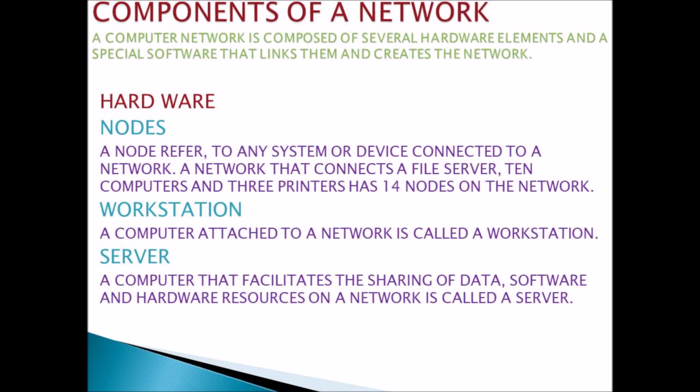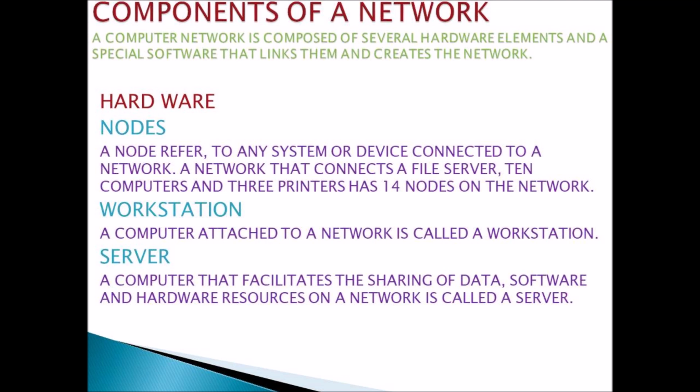Next is the components of a network. A computer network mainly comprises hardware elements and special software. These two get connected and form a network. First we will see about the hardware. The first one is nodes.